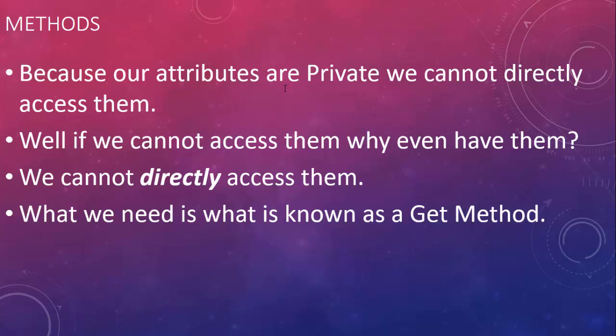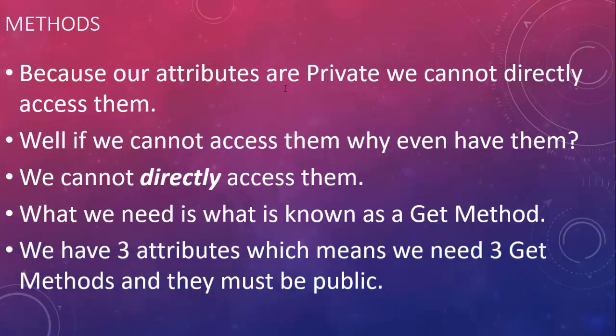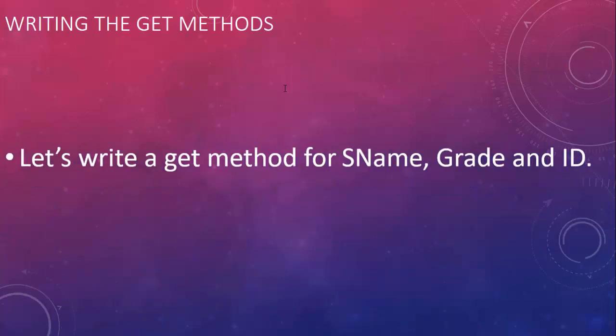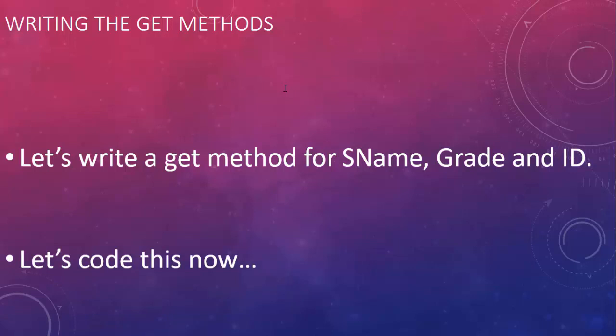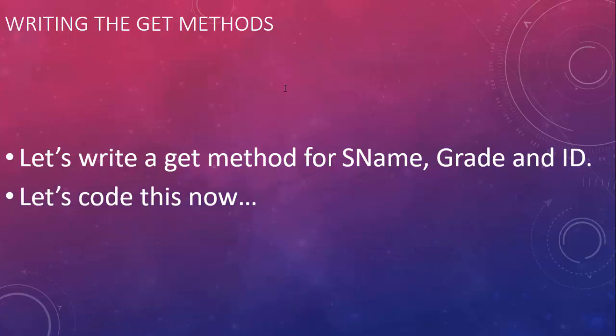We are not using a set method just yet, but we could, and we will. So we have 3 attributes, which means we need 3 get methods, and they must be public. What we are going to do is write a get method for sname, which is a student name, grade, and ID. We're going to go ahead and code this now, because remember, it's not just coding, it's understanding the code.